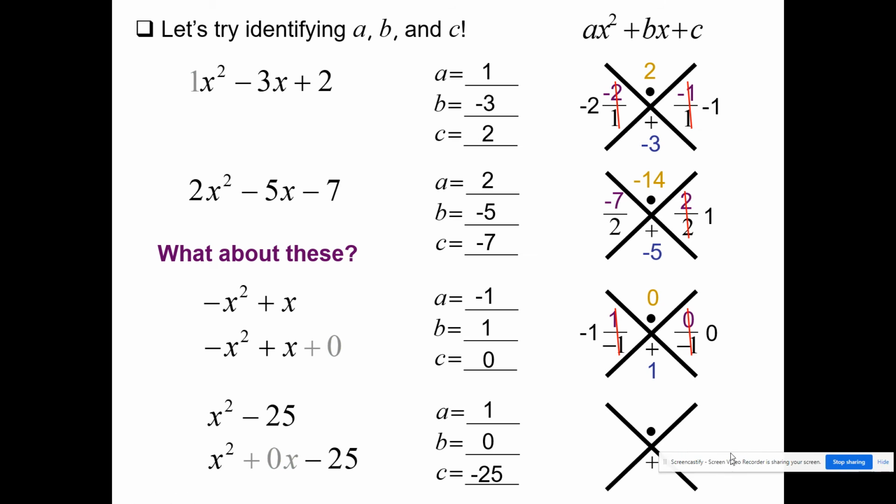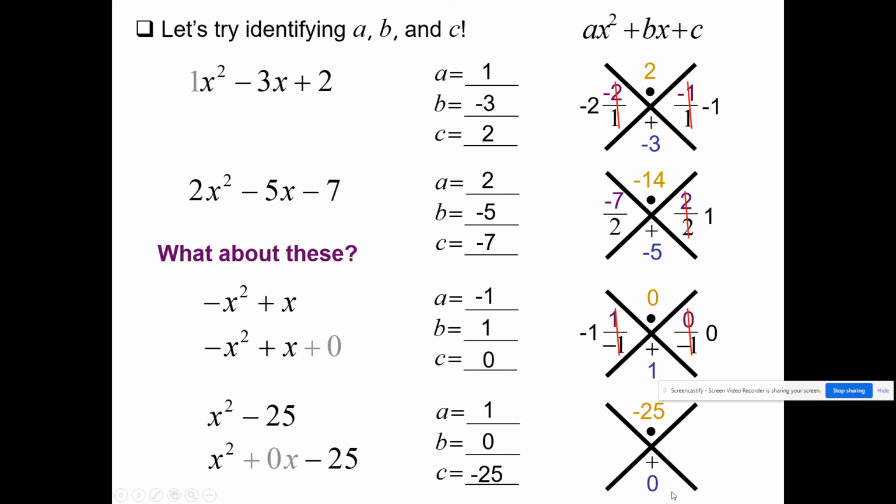All right, this is a good one here. A times C is -25. B is 0. Think about two numbers that multiply to -25 that also add to 0. Well, that would be 5 and -5. But don't forget to divide by 1. And you end up with -5 and 5. Okay, so X factor works on all of these examples.